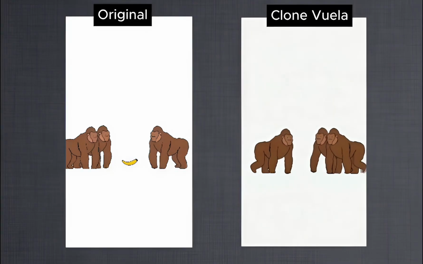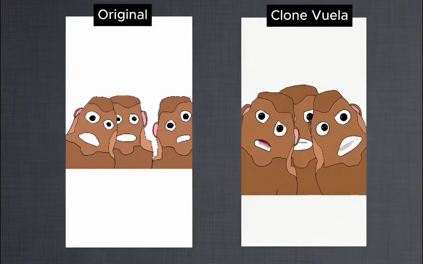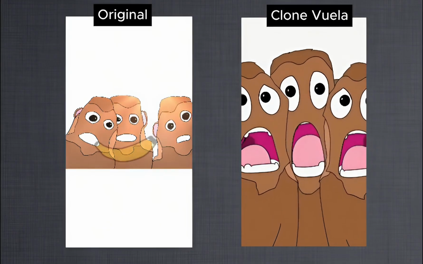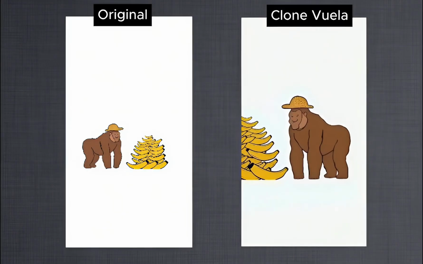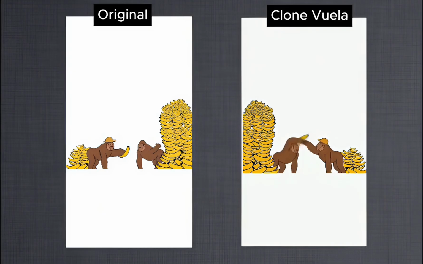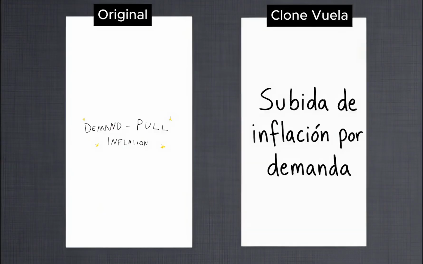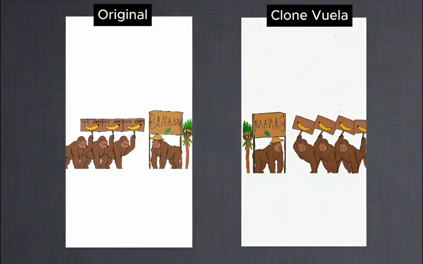If the monkeys have one banana. Rare banana, valuable banana. But if the monkeys grow more bananas, the banana becomes common. The banana is not so valuable. Demand pull inflation. If the monkeys ask for more bananas.